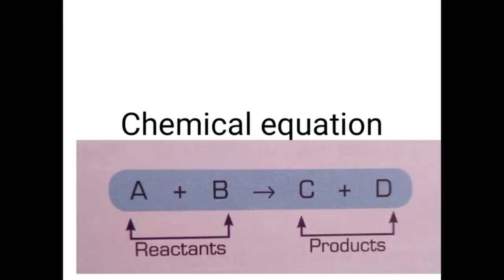Now let's know about the chemical equation. A chemical equation is the symbolic representation of a chemical reaction. Reactants are written on the left hand side of a chemical equation, while the products are written on the right hand side of the chemical equation. Reactants and products are separated by an arrow in a chemical reaction.